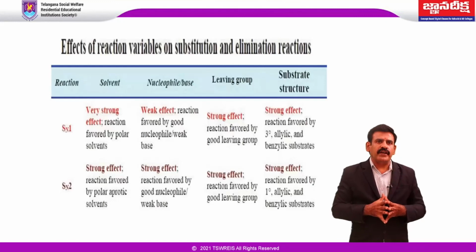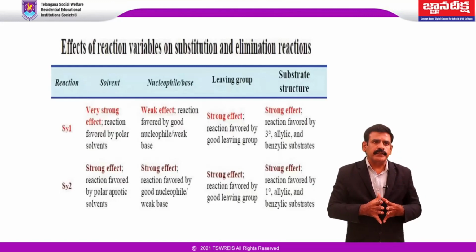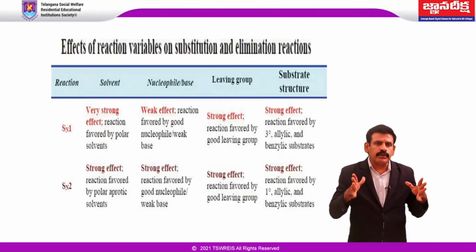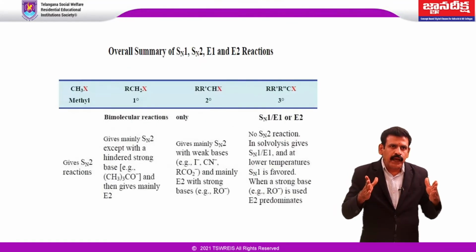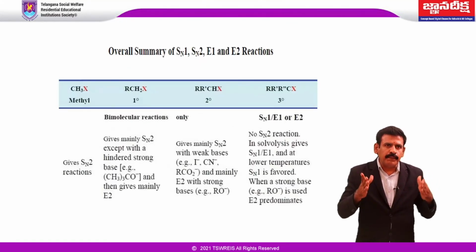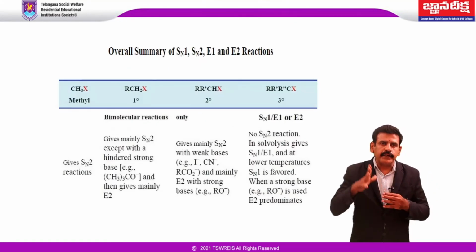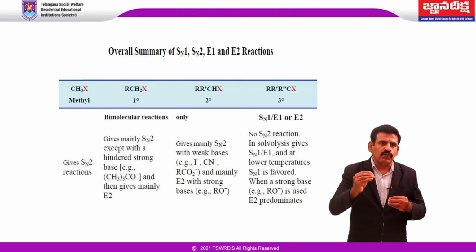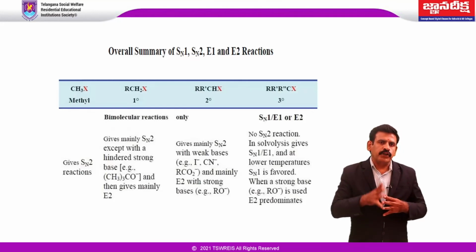Overall summary of SN1 and SN2 reactions. See here methyl, that is primary, secondary and tertiary alkyl halides, and how they are favored, you observe here.